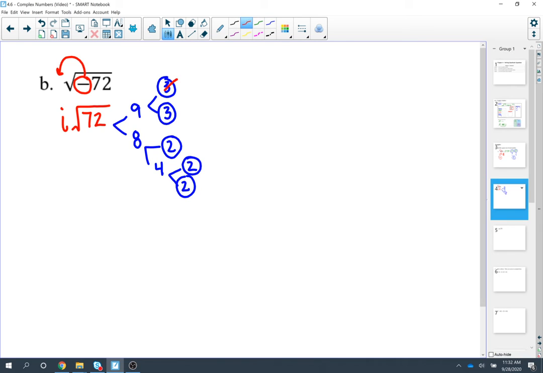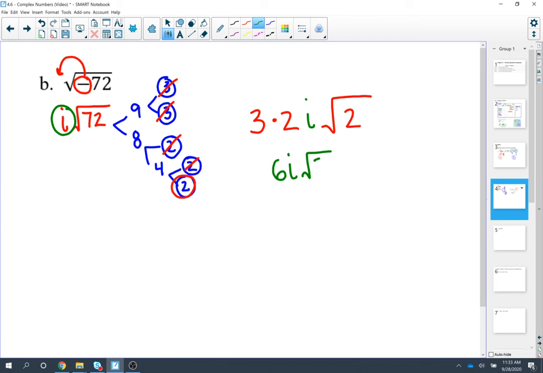At this point, 3 and 3 can pair up, so I'm going to have a 3. 2 and 2 can pair up, so I'm going to have a 2. And then this 2 doesn't have a buddy, so he is going to go back inside. Then I'm going to remember over here that I had this i on the outside, so I'm just going to tuck it right in there behind my 3 and my 2. If I simplify this, I have a 3 times a 2, which is a 6, i root 2, and there's your answer.